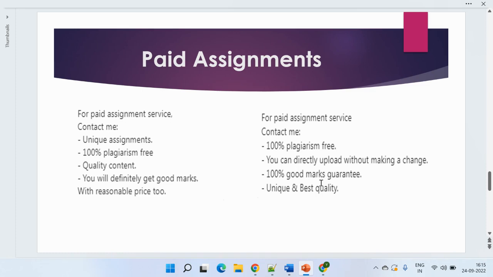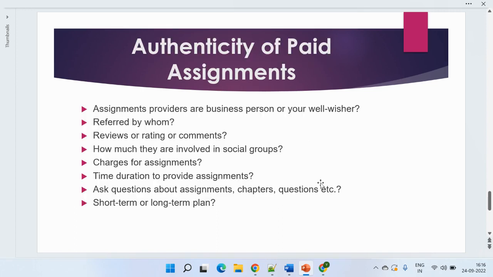But still, many times you may face challenges. Suppose you are not good at English, or you are running a family and not getting time, or you are busy with office work and don't have even 5 minutes, or there is some other personal reason. Sometimes you need to go for paid assignments. So it's very important to check the authenticity of the paid assignments. How to check? You need to understand whether the assignment provider is just a business person or a well wisher.